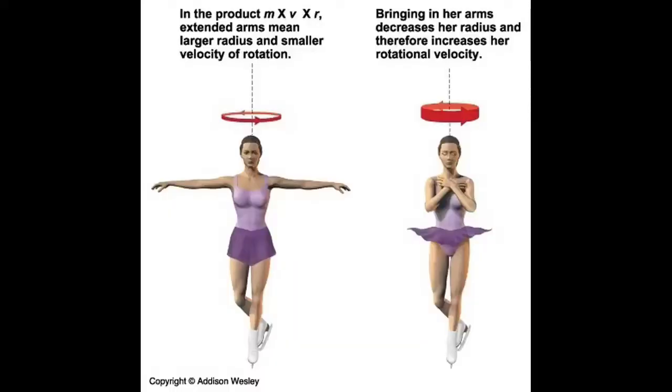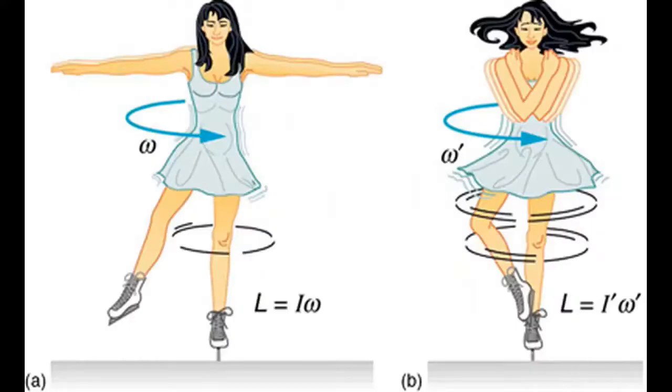The screen shows an image of a dancer. In the first case, when the dancer's arms are stretched outwards, the radius is large and the velocity of rotation is smaller. In the second case, when the dancer brings in her arms, the radius decreases and her rotational velocity increases. This illustrates the law of conservation of angular momentum.